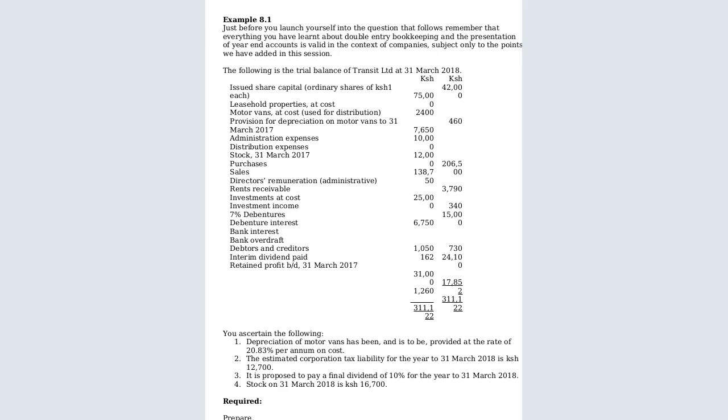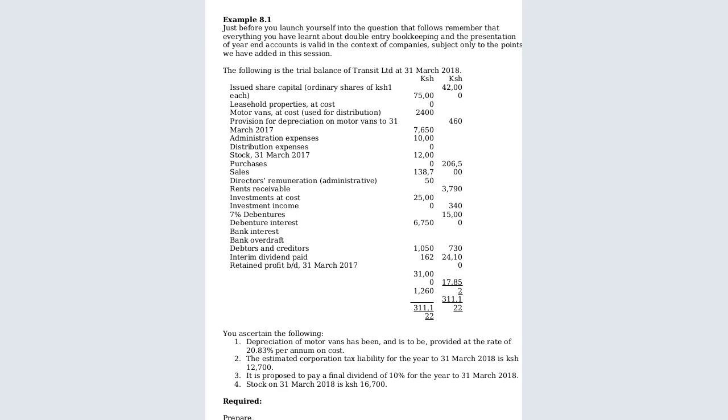For proposed dividend. Final, we are told it is 10%. So you're supposed to take the share capital up there, the first information, because maybe your issued share capital is worth 42,000. So when you are calculating final proposed dividend, you take the rate, that is 10% in our case, multiplied by that 42,000, the total value of the shares. So that is how you calculate the final proposed dividend to be 10% of the 42,000.